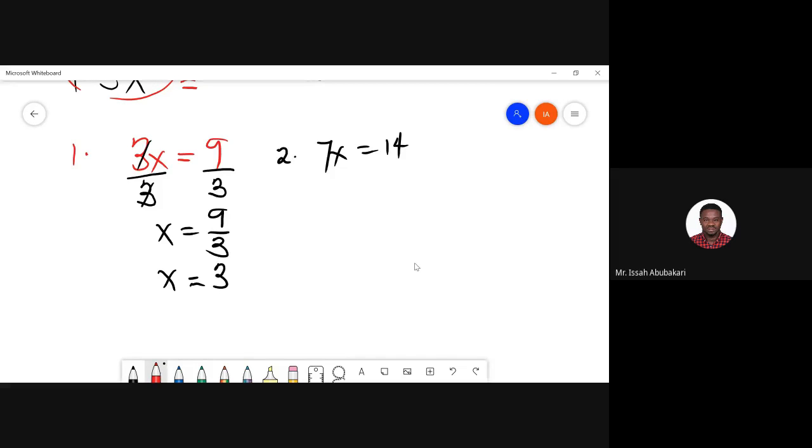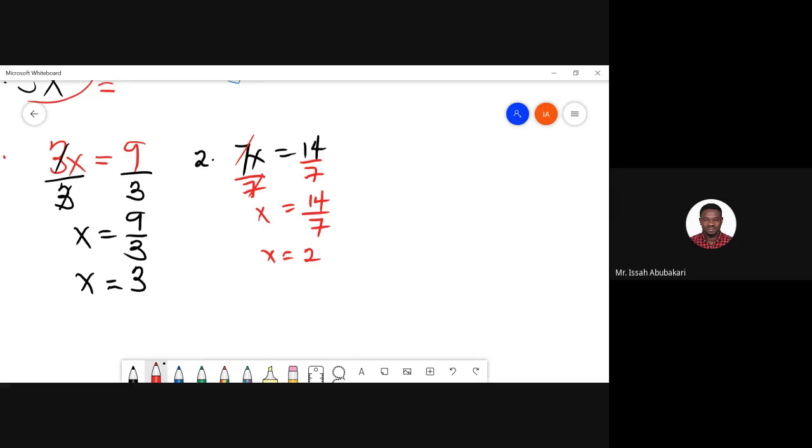7x is equal to 14. Divide both sides by 7. And this 7 cancels this one. And we have x is equal to 14 divided by 7. And x is equal to 2. Very good. So the first type is not very difficult.